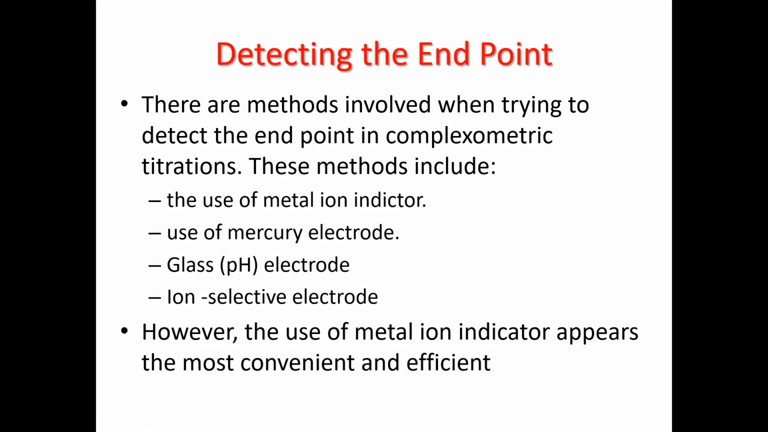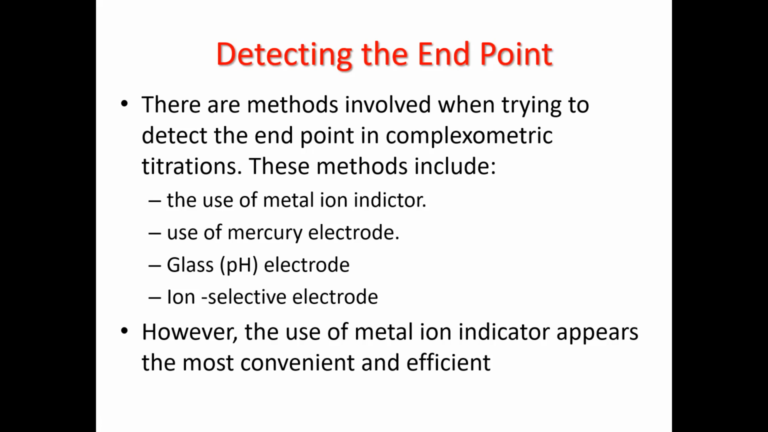So now, how do we know for every titration, you can't continually run your titrant endlessly? You must get to a point where the reaction is said to have been completed. So how do we detect endpoints in complexometric titration? There are 4 different types of methods. The use of a metal ion indicator. Sorry, that should be indicator. Use of a mercury electrode. The use of a glass or pH electrode, and ion selective electrodes.